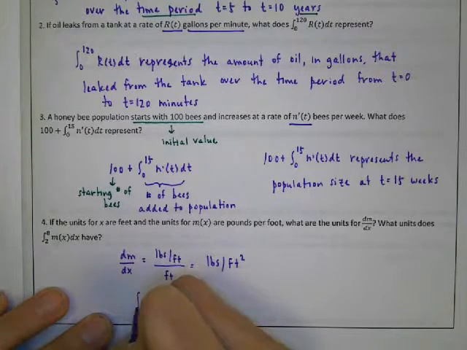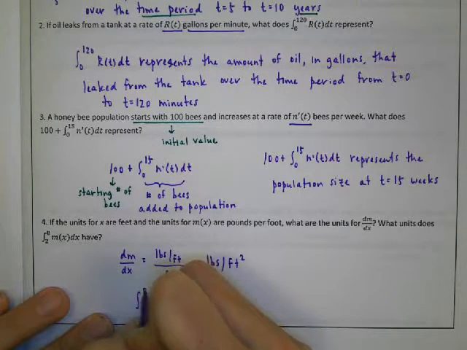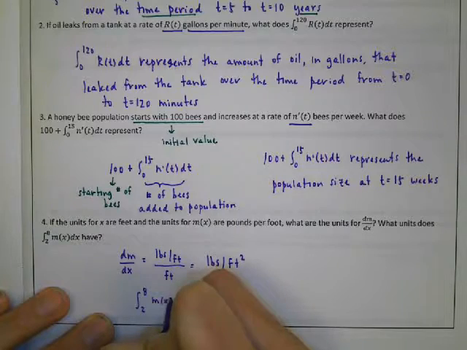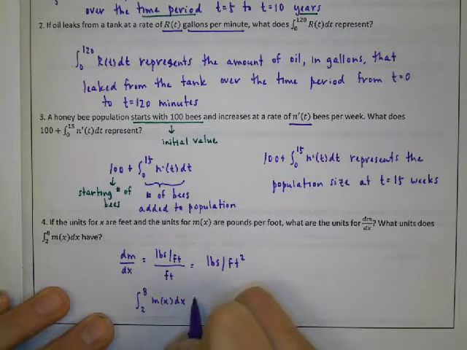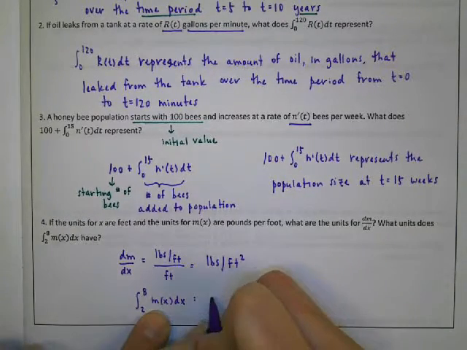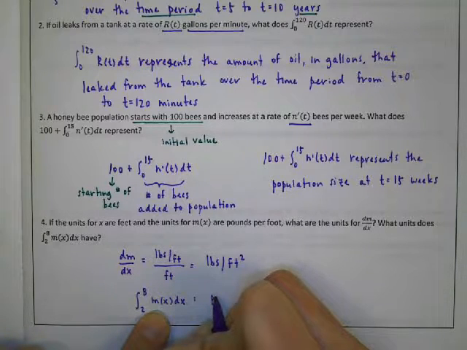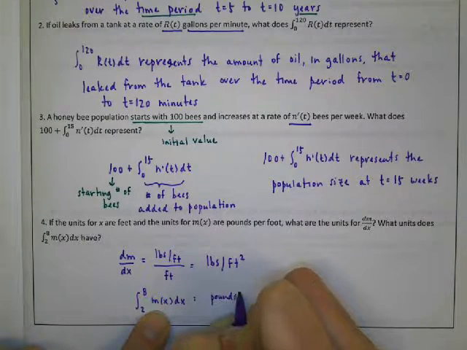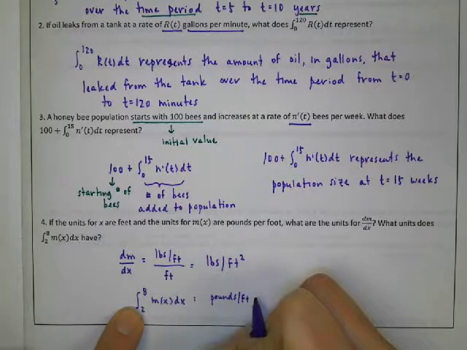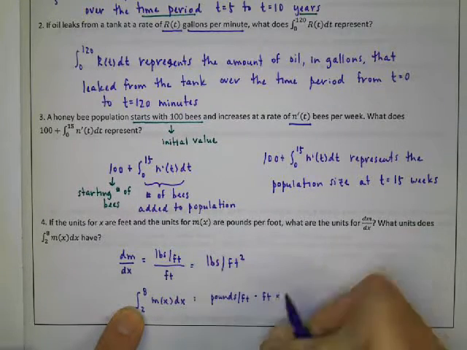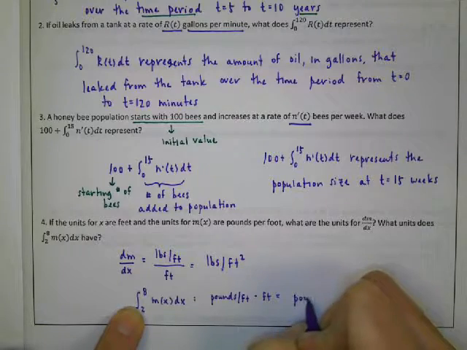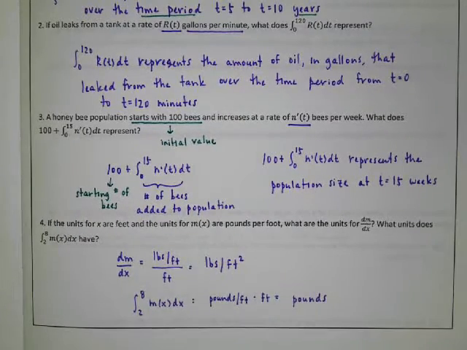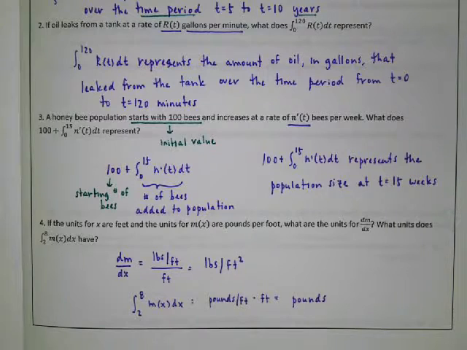Now, on the other hand, if I'm integrating from 2 to 8 of m of x dx, our units are going to be, in this case, pounds per foot. And now we're doing times feet, so in this case, our units are going to be pounds. So again, the purpose here is just to get us comfortable with what's happening to these units when we're integrating these rate functions.